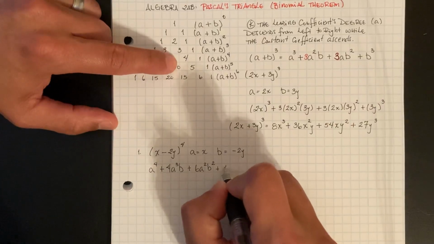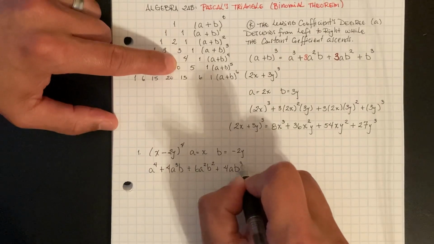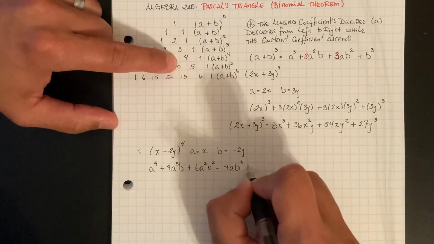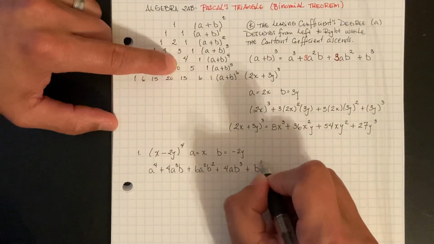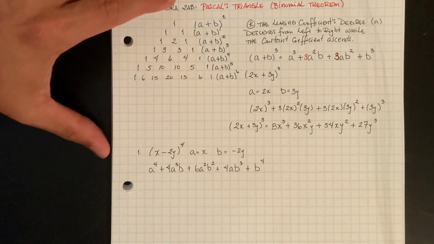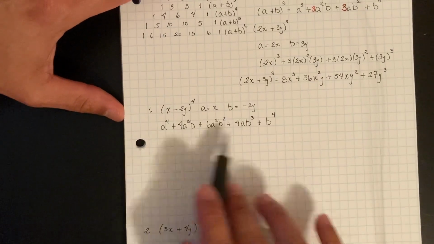And then you keep going, and a drops down another one, so it just becomes a. The b increases to 3. And then finally, the last one, there's no more a, and you just have b to the 4th power. Okay? And that helps me out because now I know what to put for a and b.